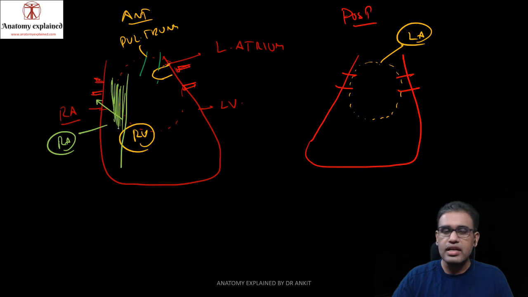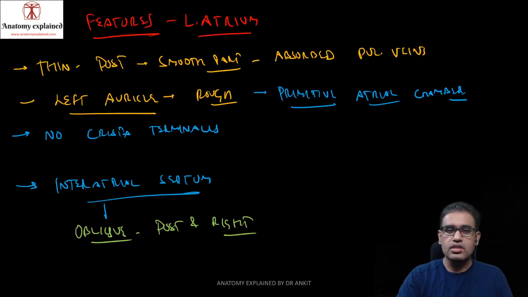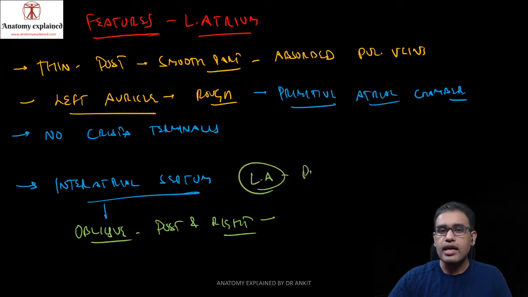So what does it implicate? It implicates that most of the left atrium also lies just posterior to the right atrium. So the right atrium is right in front of the left atrium. So this implies that the majority of the LA lies posterior to the RA, that is the right atrium.